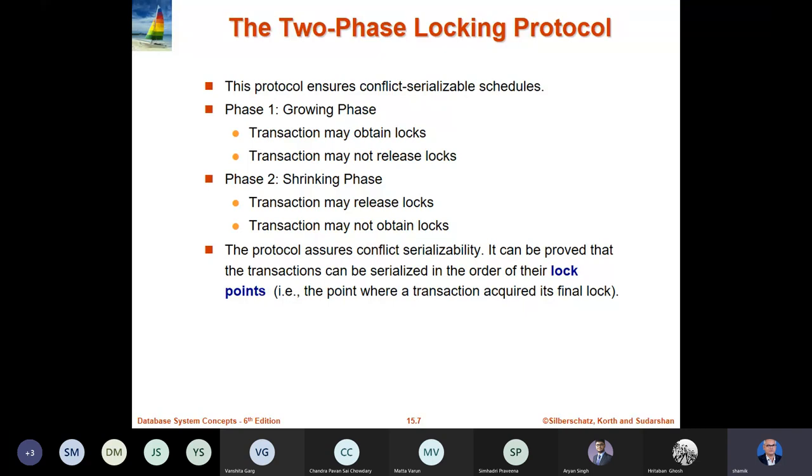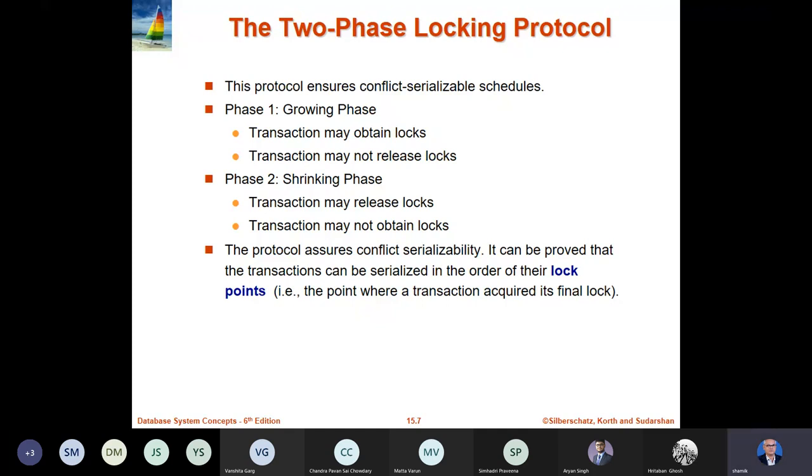A database management system cannot let you generate arbitrary schedules of transactions and then detect whether they are conflict serializable by drawing the precedence graph and determining cycles and so on. What it will do is enforce a protocol, in this case the two-phase locking protocol, which will always generate only conflict serializable schedules. 2PL, or two-phase locking, ensures generation of conflict serializable schedules only. And by definition, as we said, conflict serializable schedules are also view serializable.